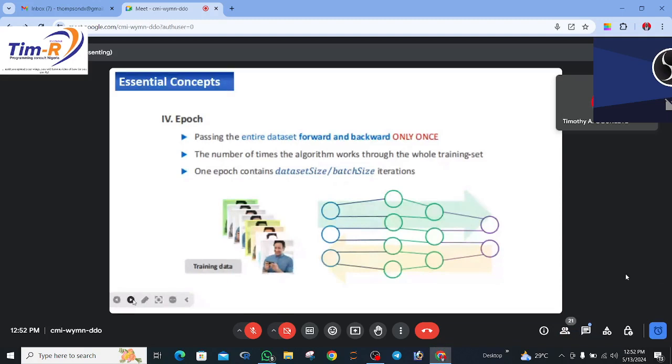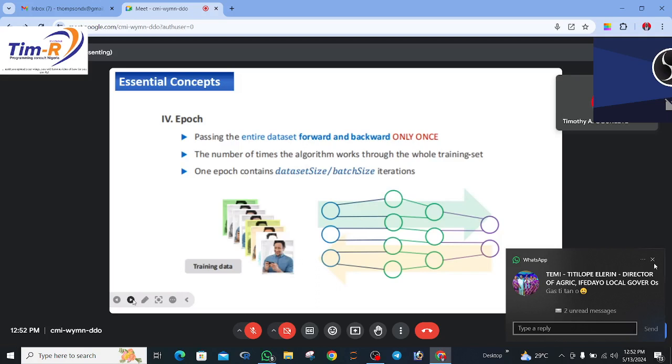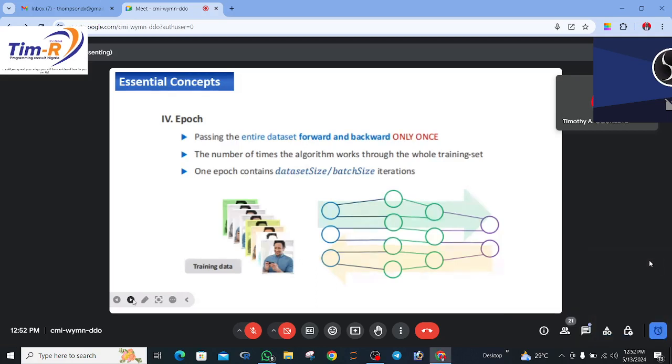So what does epoch mean? It comes up more often than not, and we have to define the number of epochs depending on the architecture you want to use, whether a recurrent neural network, a simple convolutional neural network, or a faster recurrent neural network. So you have to define the number of epochs. What does it mean? It means passing the entire data set forward and backward only once. I will explain that in a bit.